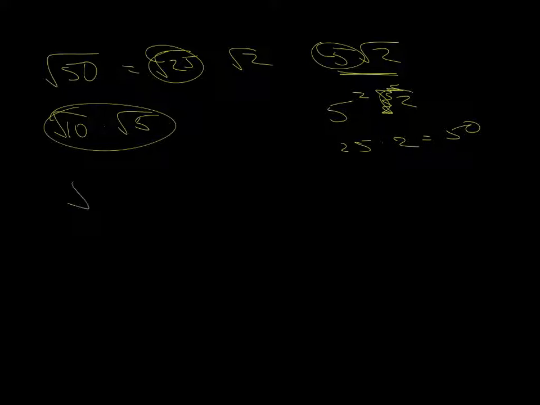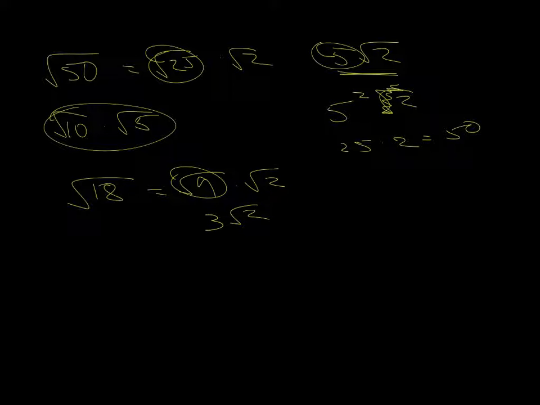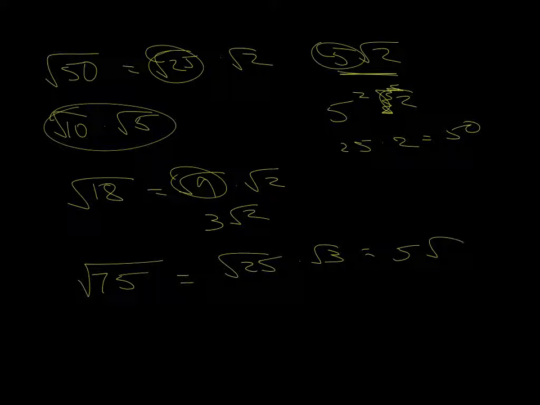If I have the square root of 18, I need two numbers multiplied together that give me 18, and I'm going to try to get one of them to be a perfect square. So then it becomes 3 square root of 2. If I have the square root of, let's say, 75, then that's going to be the square root of 25 times the square root of 3, which is 5 square root of 3. Okay? So that is a quick and easy way to do it.